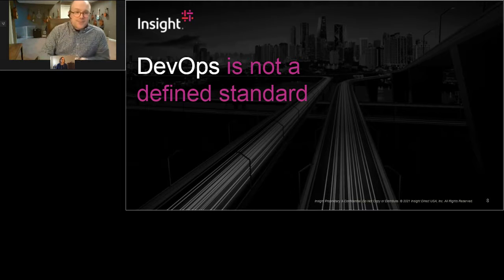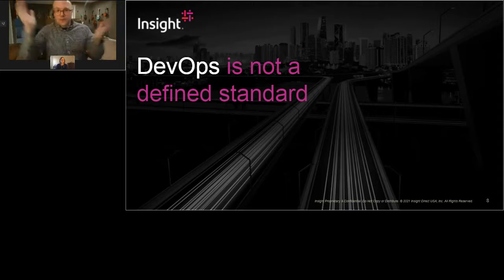DevOps is not a defined standard. So along those same lines, right? DevOps doesn't have some official industry checklist that anybody could just check off and say, okay, we've achieved DevOps. There's no industry committee that's determining what counts as DevOps and what doesn't. So it's good to keep in mind that DevOps is going to mean a lot of things to a lot of people, and that's okay. And we're going to drill into that more.